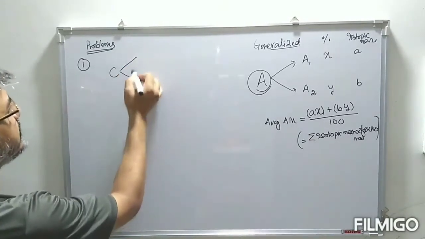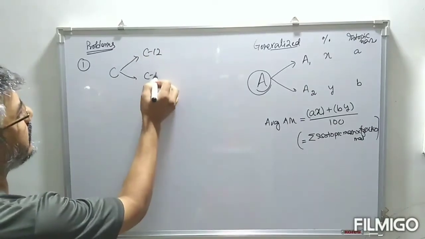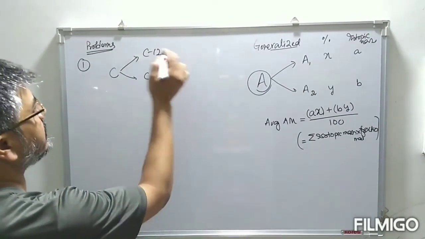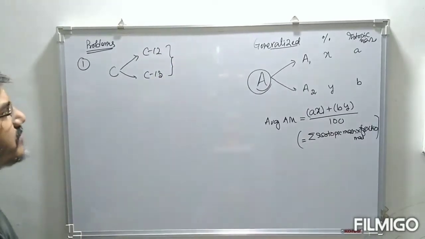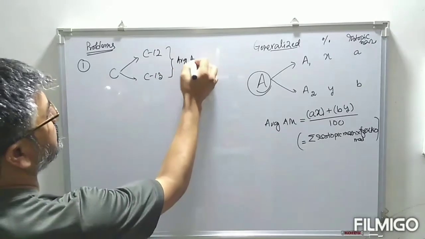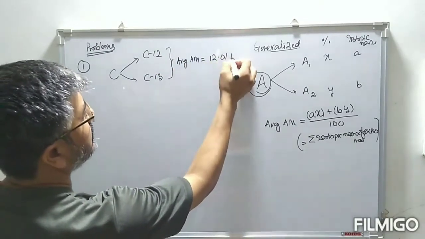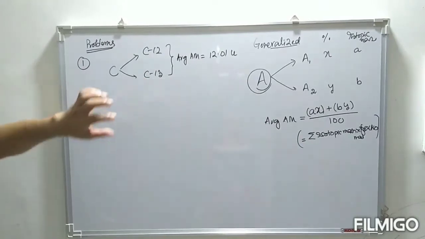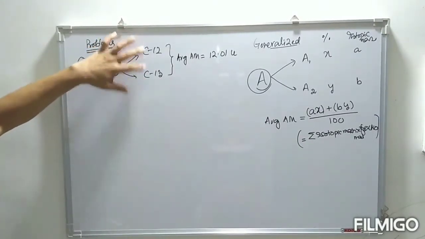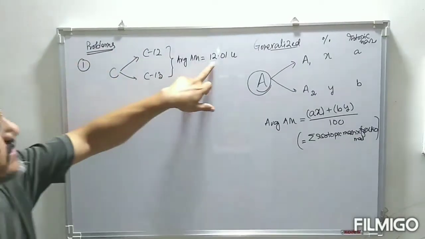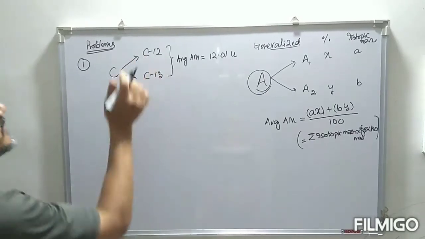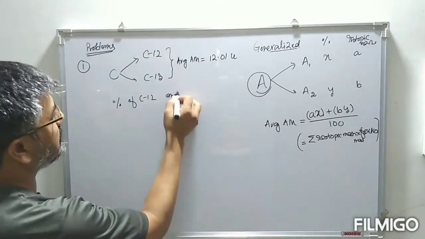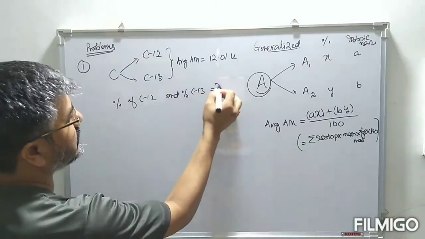Let's assume this element carbon is in two isotopic forms, that is carbon 12 and carbon 13, and the average atomic mass of carbon, suppose this is 12.01 U. Carbon existing in two isotopic forms, this is just from a calculation point of view, carbon 12 and carbon 13, and the average atomic mass of carbon is 12.01 U. Now we have to find the percentage of carbon 12 in nature and the percentage of carbon 13 in nature. You have to find the percentage.